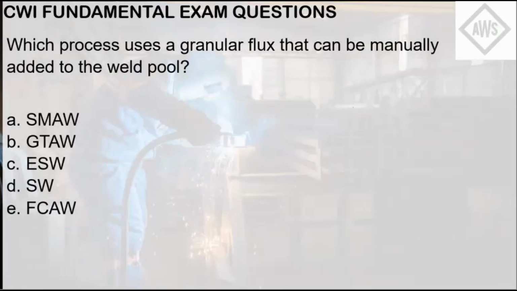So for the acronyms here, SMAW is shielded metal arc welding or stick, GTAW is TIG, SW is slot welding, FCAW is flux core, so there's no manual flux in there. The flux is in the electrode. So the answer here is electroslag welding, letter C.